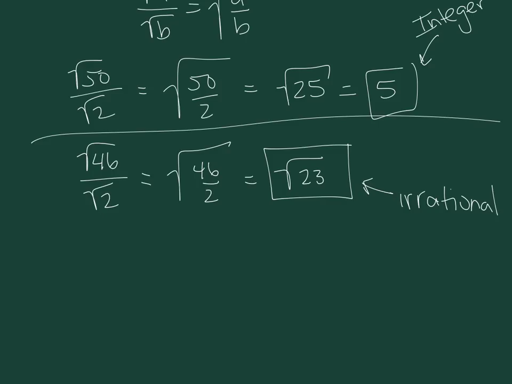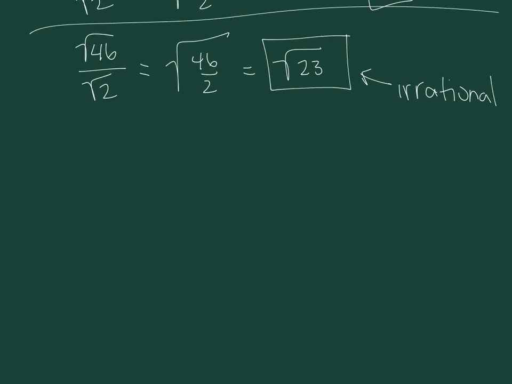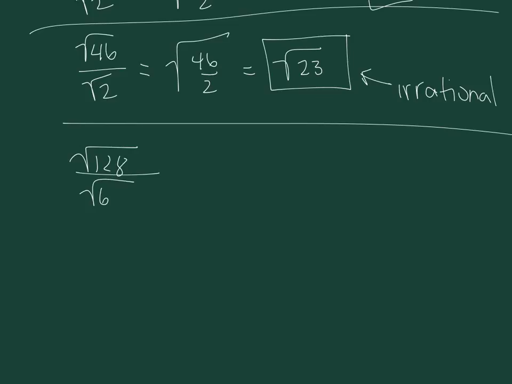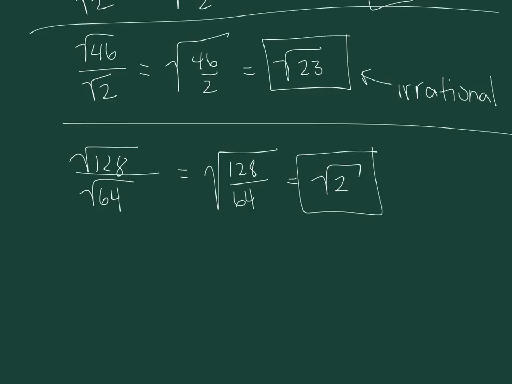Okay. So one more. Let's say I were to have the square root of 128 over the square root of 64. That's going to be equal to the square root of 128 over 64, which is actually equal to the square root of 2. So there's my irrational answer. All right. So very straightforward. You're just simply doing a division, and then at the very end you just leave it as is and don't even worry about it. And then just type it in.